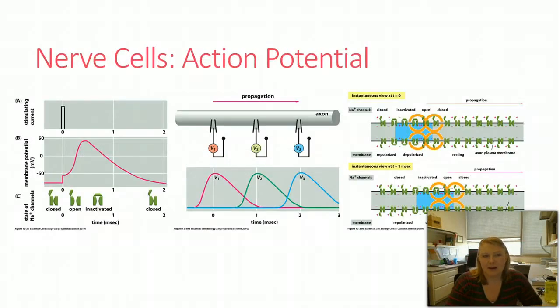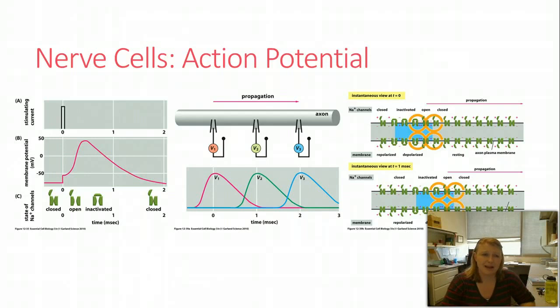So let's talk about how nerve cells conduct signals. Now, we've talked a lot about action potential and membrane potential. Action potential is very similar, but it's different because it's self-renewing versus membrane potential, which is not. So let's look at an example of how this action potential is generated using sodium channels.